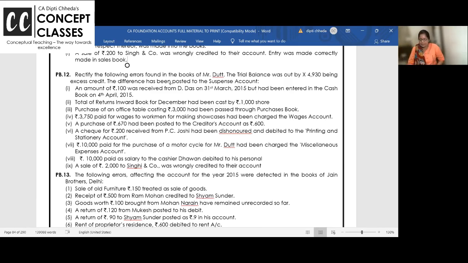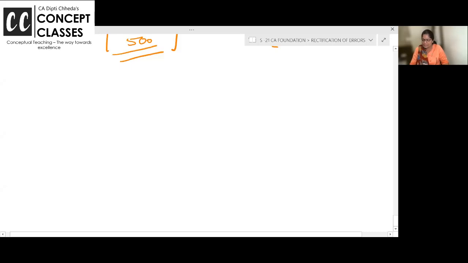An amount of 100 was received from Didas on 31st March but not entered in the cash book. So we should enter it in the cash book, because it is received, otherwise your cash account will not tally. And the suspense account has a credit excess, so the opening balance will come on the debit side. Right, let us solve it. All of you should do it in class with me.